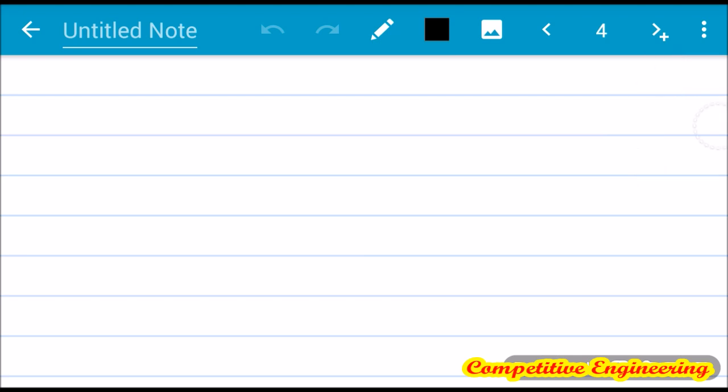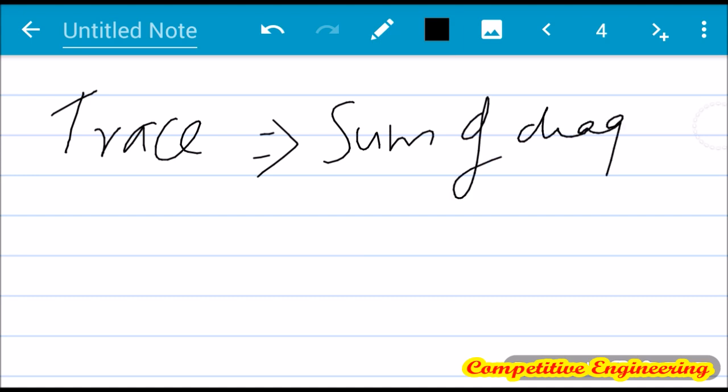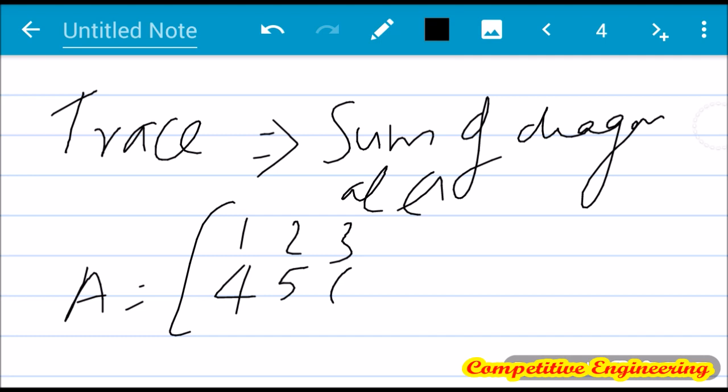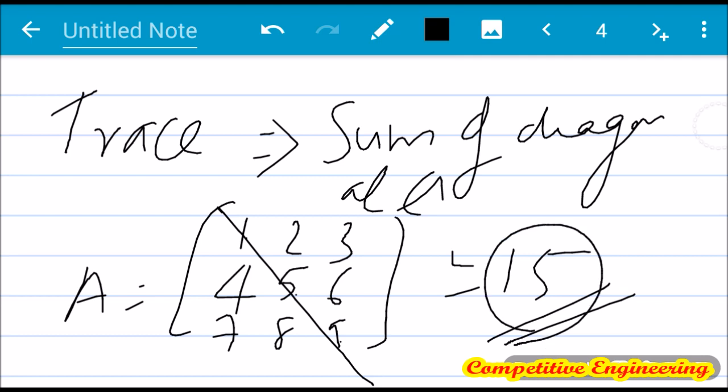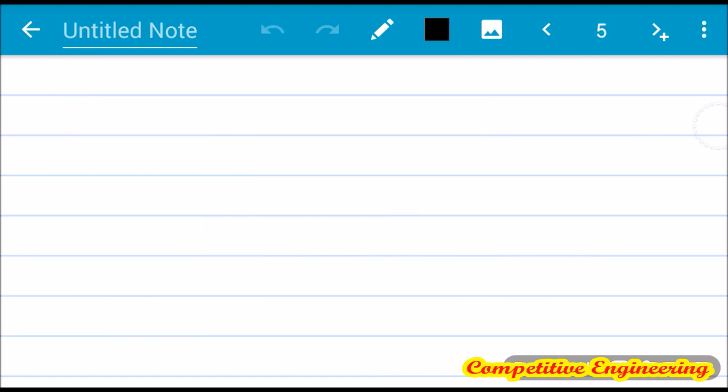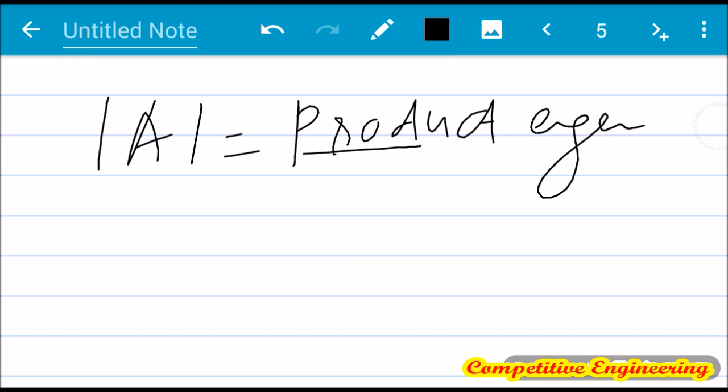So the first one: what is the trace of the matrix? It is the sum of the diagonal elements. Let A equal 1, 2, 3, 4, 5, 6, 7, 8, 9. What is the trace? The sum of the diagonal elements, that is 1 plus 5 plus 9, which is 15. So the trace of the matrix is 15, and the sum of the eigenvalues of the matrix will also be 15. The second property: the product of eigenvalues is equal to the determinant of A. With these two properties, we will solve some problems.